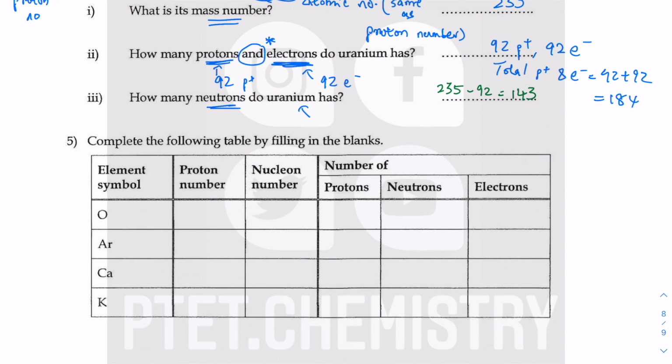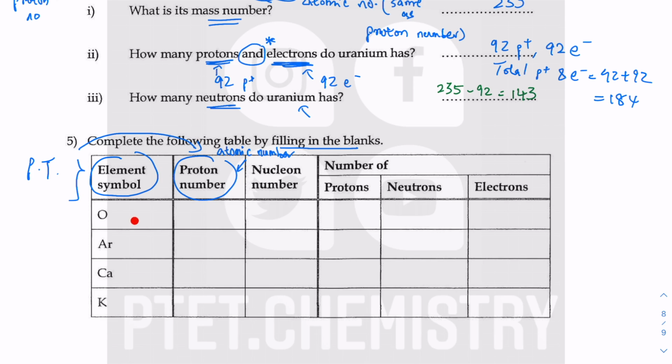All right, so the next bit is about completing the following table. Fill in the blank. Each of these is an element. You get the element from the periodic table. The proton number, you also get from the periodic table, because proton number is the same as atomic number, as stated in the syllabus. It tells you the number of protons in the nucleus of an atom.